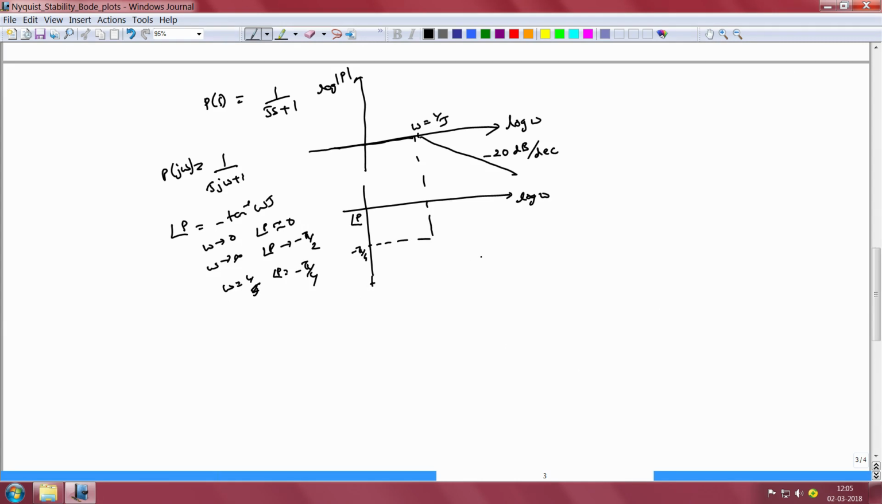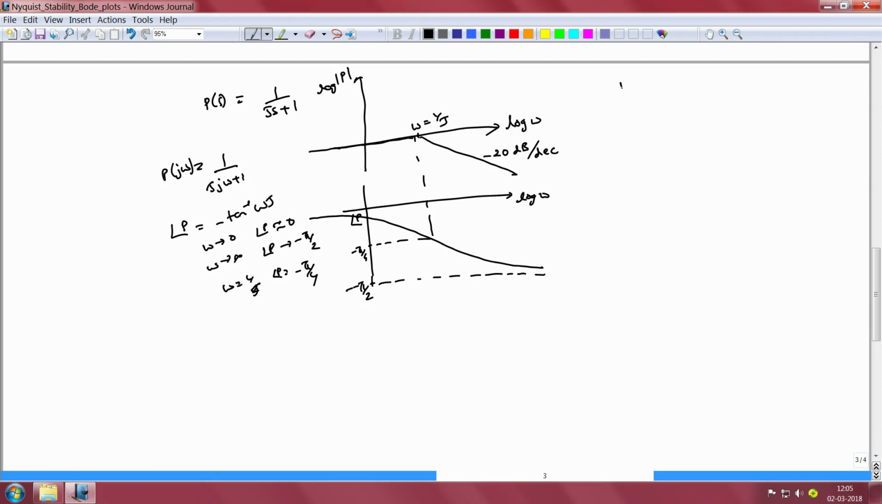Therefore, as omega tends to infinity, the angle tends to minus pi by 2, and it starts at 0. So, the phase response looks something like this. It never crosses minus pi by 2, it only asymptotically approaches the angle minus pi by 2.